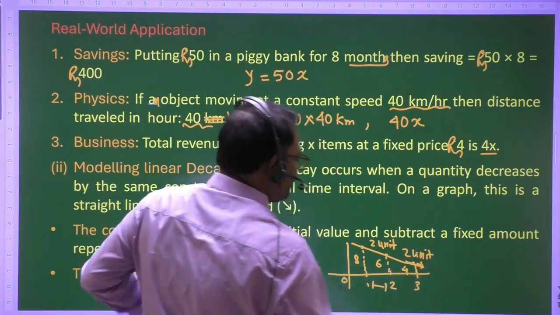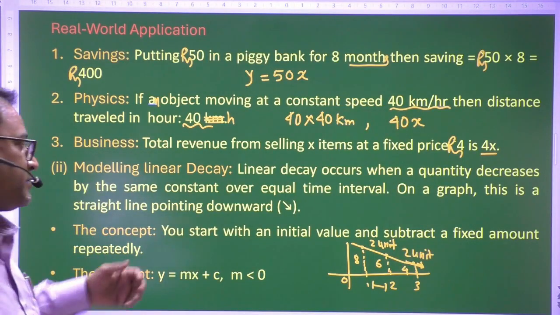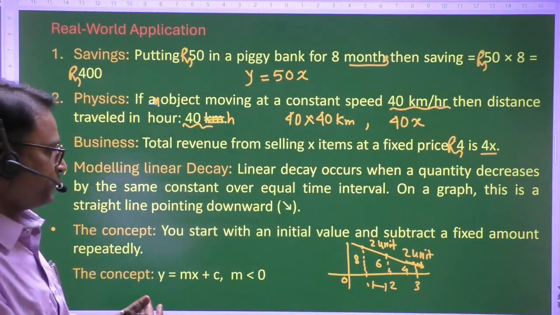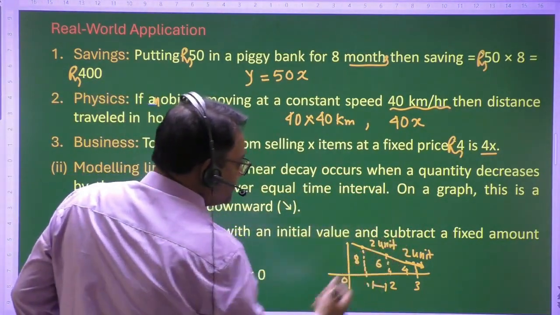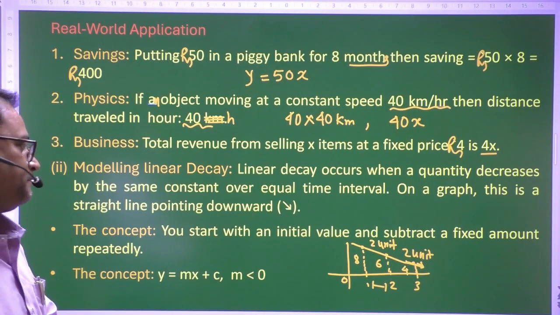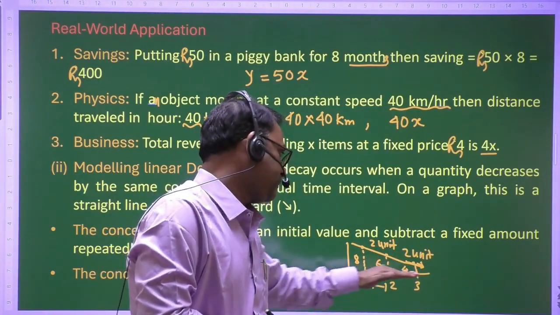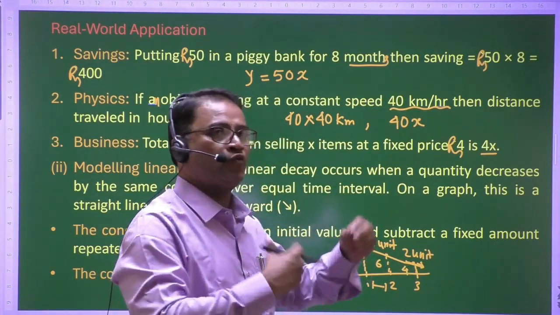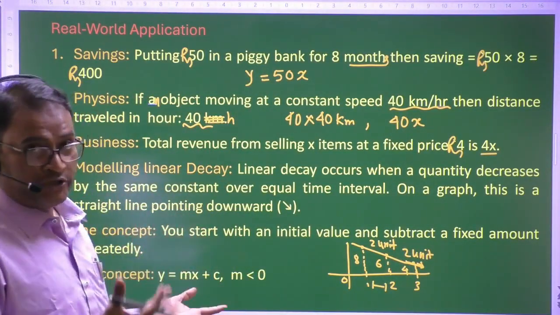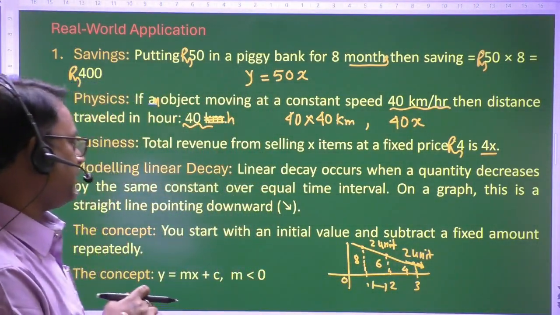So that means linear decay occurs when the quantity decreases by the same amount over equal intervals of time. This may be time or some other variable you can take along the x-axis, and some other variable on the y-axis. So that means the rate of change of one quantity with respect to the other quantity is negative.